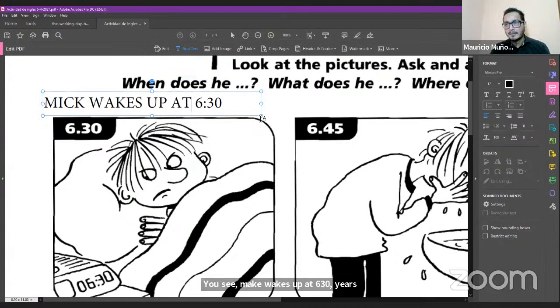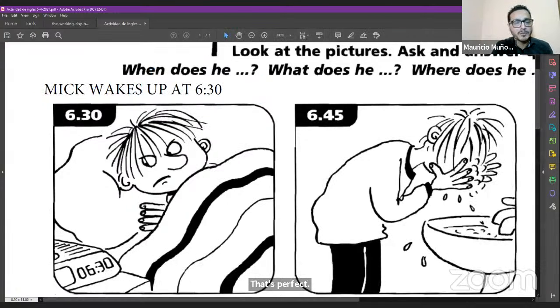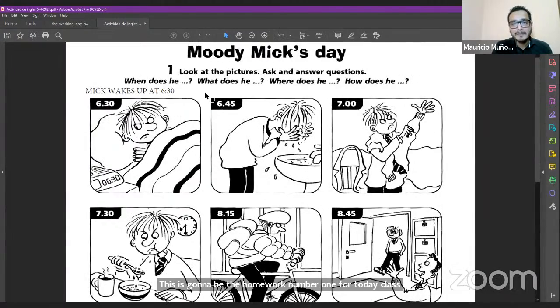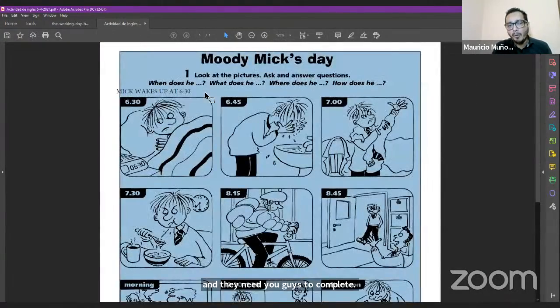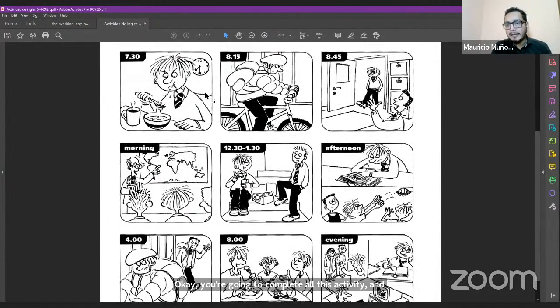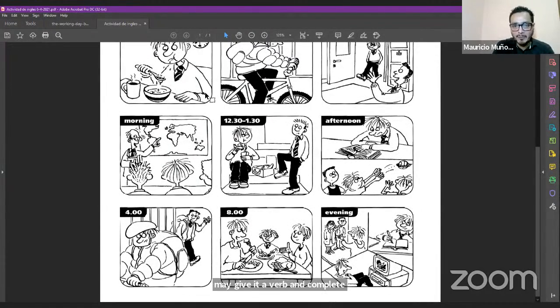You see, this is the verb wake up, but it's the third person, so we add the letter S. You see, that's perfect. This is going to be the homework number 1 for today, class, and I need you guys to complete. You're going to complete all this activity and give it a verb and complete the sequence.